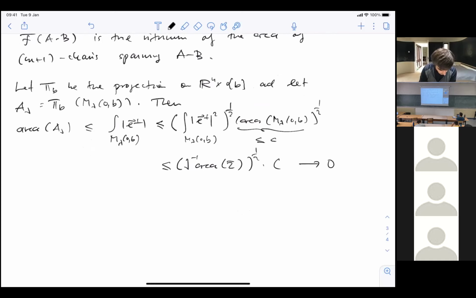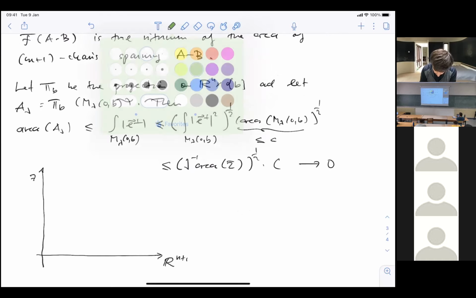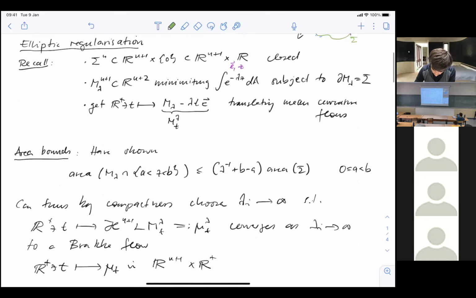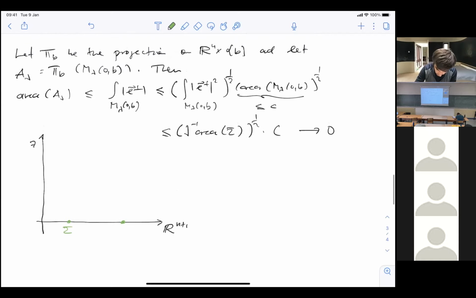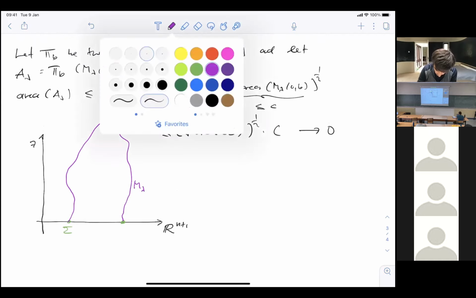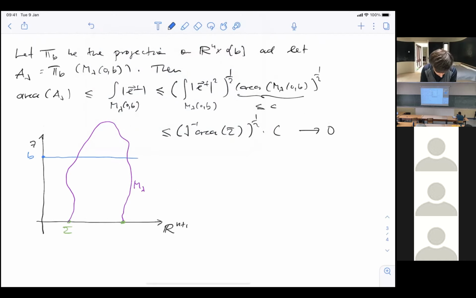So this is the picture here. You just look at this from the side. So here is Rn plus 1, here is the C direction. Our surface, which color did I use here? Green, okay. So this is our surface sigma here. These two dots, just looking at it from the side. Then m lambda was something like this. Now here is our height B. So the projection is exactly where we take this part here down and project it onto here. Okay, so this is A lambda.